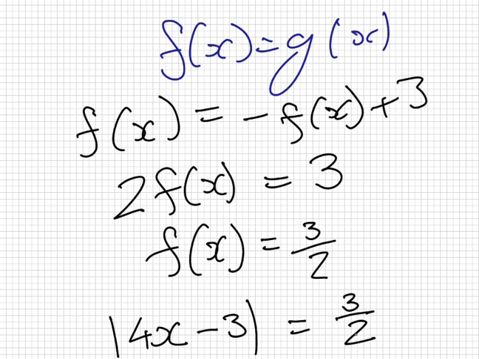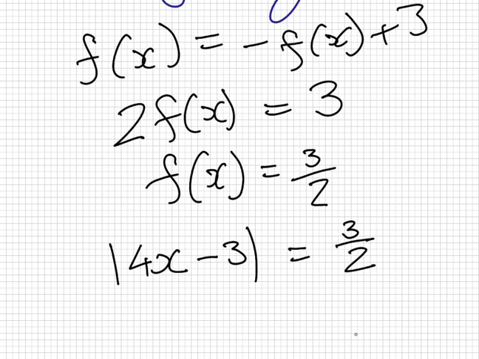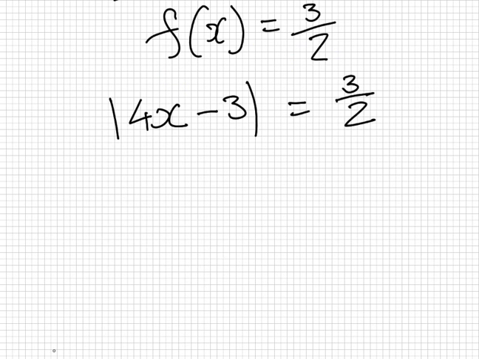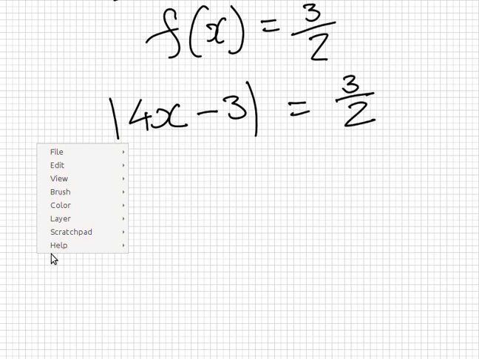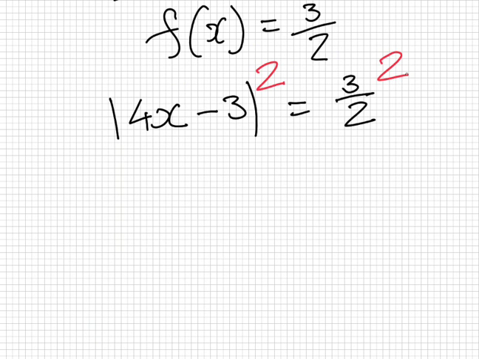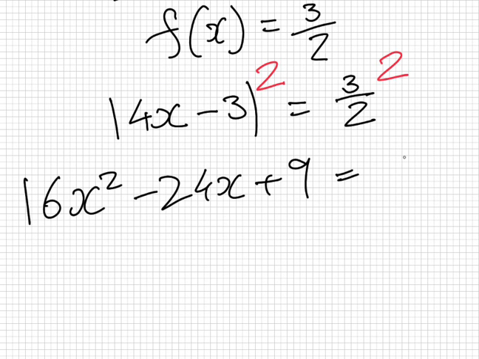Alright, sit down. So now, I think somebody mentioned it earlier, but what do we do next to solve this now? Square. Yes, now we square. So we can square to remove the absolute. So if I put in a different color here, square and square, that gets rid of the absolute. So I get 16x squared minus 24x plus 9 equals 9 over 4.